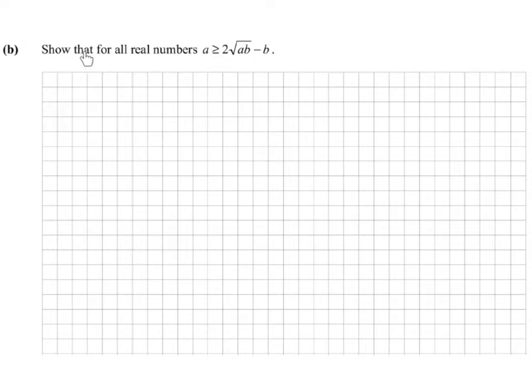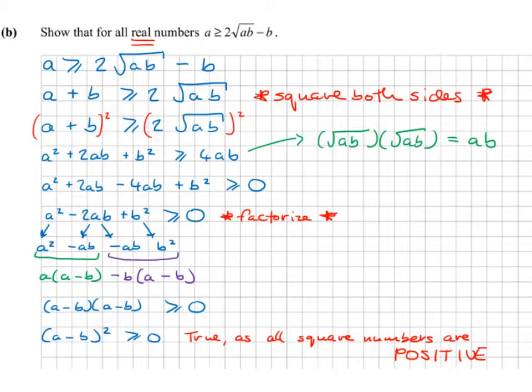B. Show that for all real numbers, a plus b is greater or equal to 2 root ab. So the key word here is real. So basically what we want to end up showing is that we have something squared greater or equal to 0. So what we want to do is get everything on the left of the inequality sign. But first we have to sort out this root part. So we're going to start by bringing the minus b over to the left hand side. So we get a plus b is greater or equal to 2 root ab.